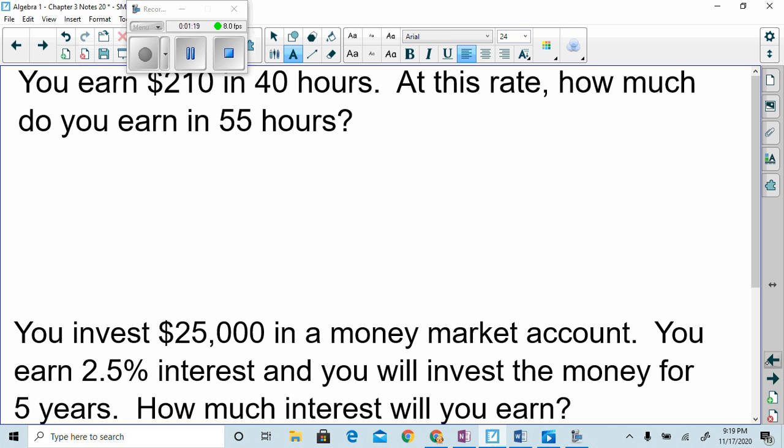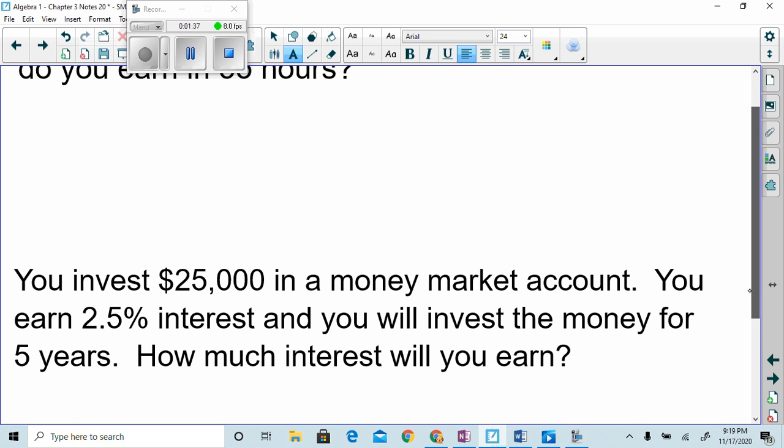In our next problem, you earn $210 in 40 hours. At this rate, how much do you earn in 55 hours? Now this is just a word problem, it's not a percent problem. So go ahead once again and figure this one out.